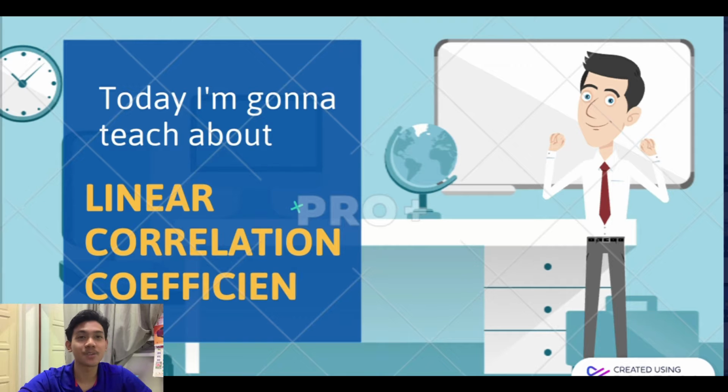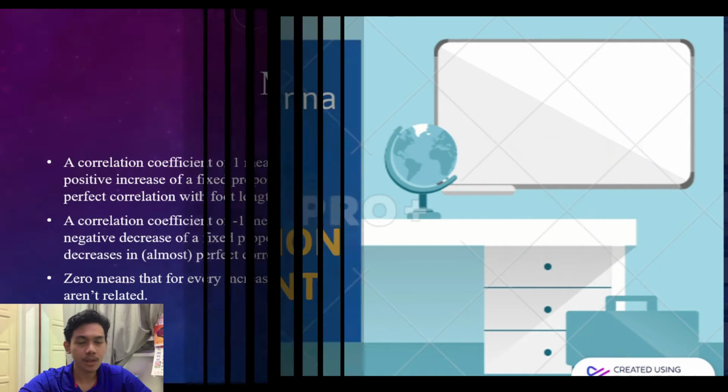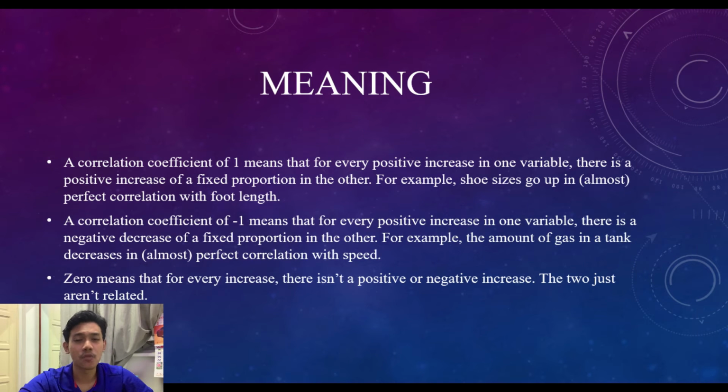Maybe you guys think this topic is hard, however it's actually a very simple topic. So what is the meaning of correlation coefficient? A correlation coefficient of 1 means that for every positive increase in one variable, there is a positive increase of a fixed proportion in the other. For example, shoe size goes up in almost perfect correlation with foot length.